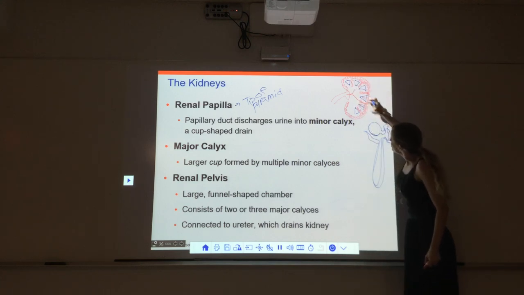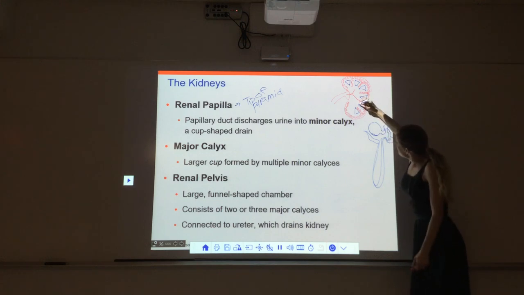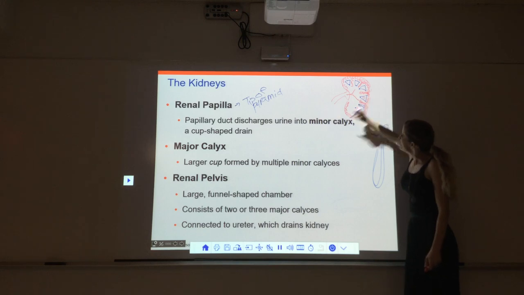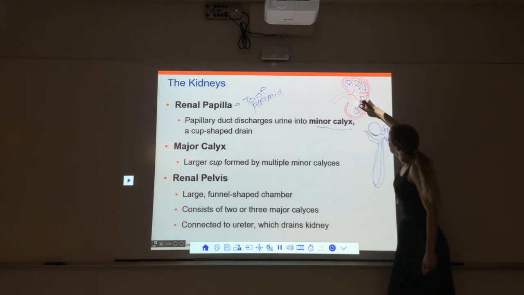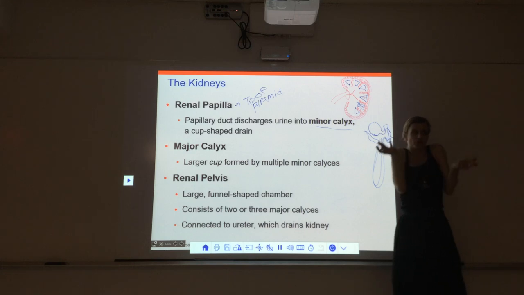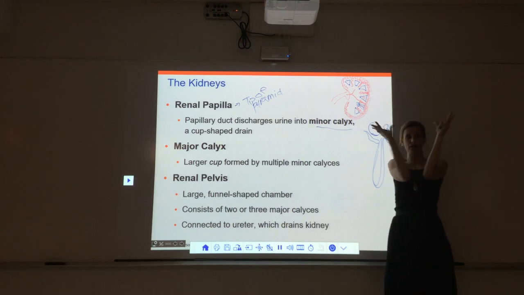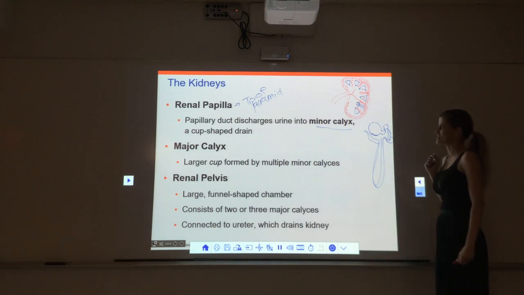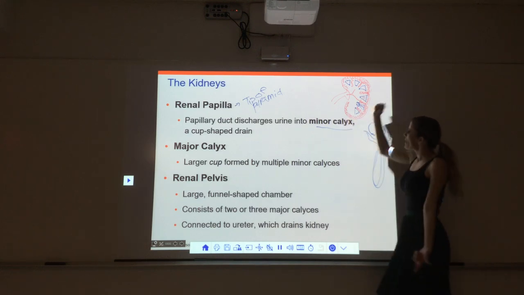And we collect urine throughout the pyramid, and then it passes through this tip, through this renal papilla, into a little structure called a minor calyx. And a minor calyx, remember, is like a little cup. It's just structural. It doesn't do anything. It's literally a little funnel that sits at the base of that renal papilla and takes all of the urine from it and funnels it in towards the center of the kidney. Okay, so that's a minor calyx.